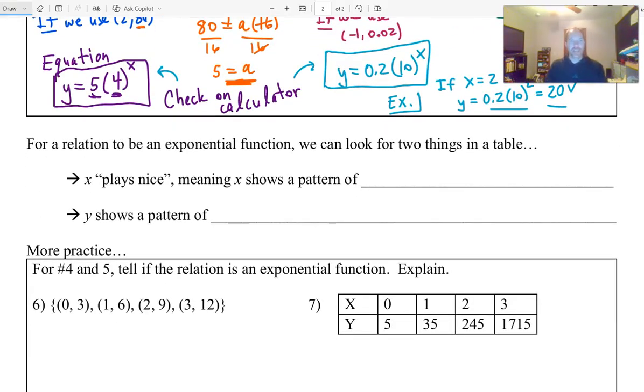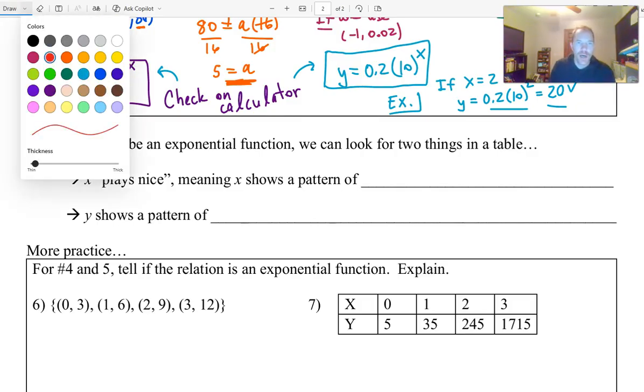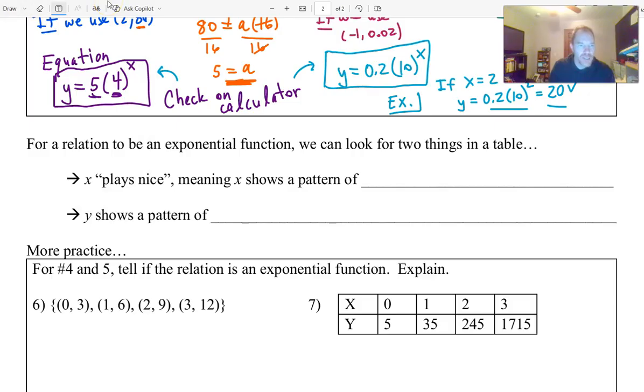So it says here, for a relation to be an exponential function, we can look for 2 things in a table. One thing we can look for is if x plays nice, and I mentioned that means x shows a pattern of adding. So we want x to play nice, which means x is adding the same number. It's usually going to be adding 1, but technically it doesn't have to be adding 1. It's just that makes it a lot easier for coming up with the equation. And like I said, I'm not going to try to trick you on the test, except maybe as extra credit. Maybe x won't play nice for extra credit on the test. And we'll see if you can figure out the equation or whether or not it's exponential.